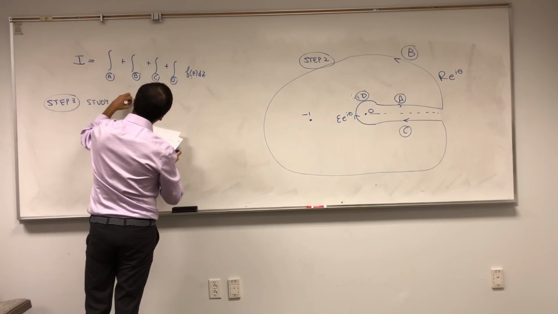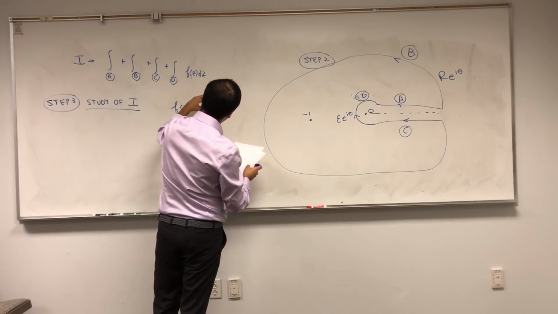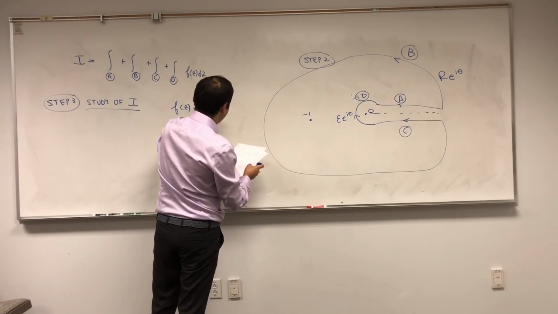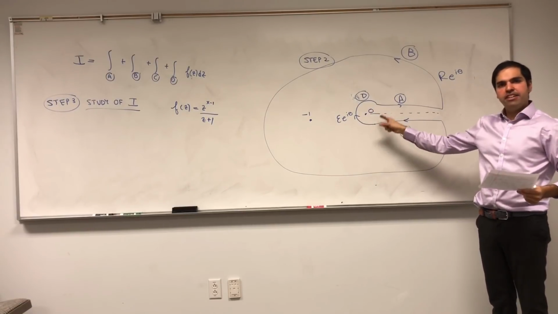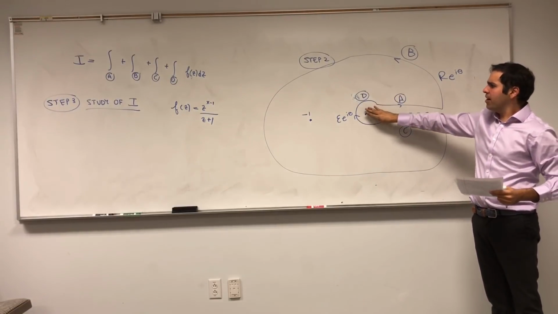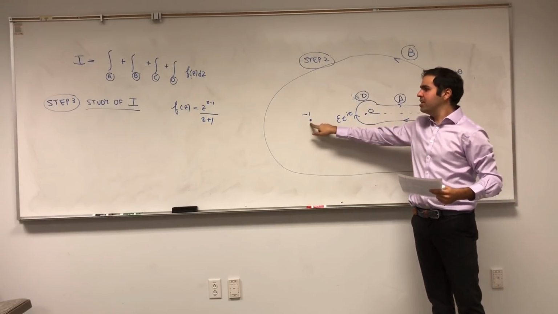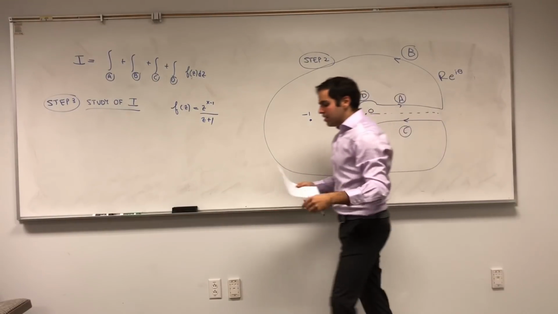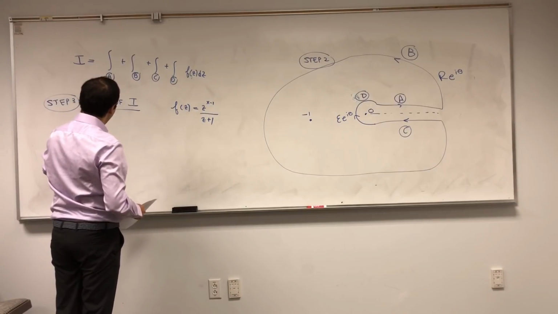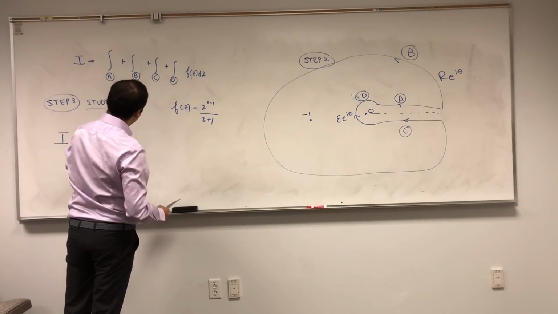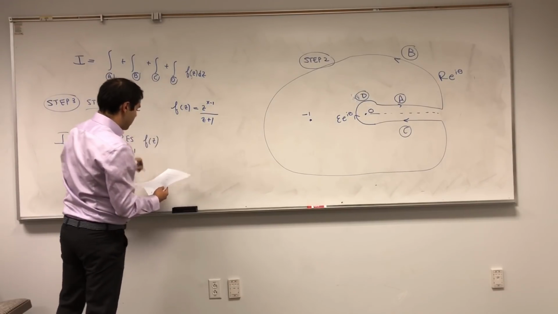Study of the integral I. Remember our function is f of z equals z to the x minus 1 over z plus 1. You see there are two singularities, 0 and minus 1, but in our path we don't have the 0 point anymore. So what's left is really just the residue at minus 1. By the Cauchy formula, we get I is 2 pi i times the residue at z equals minus 1 of f of z.